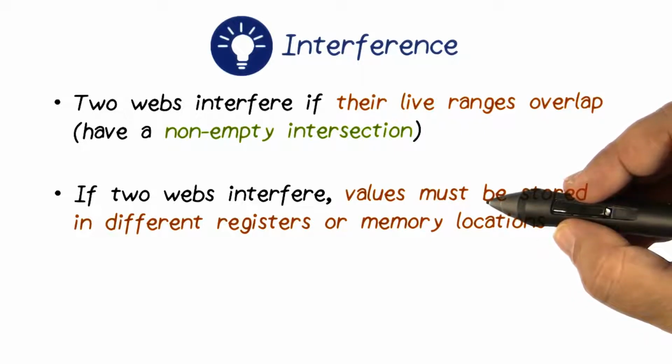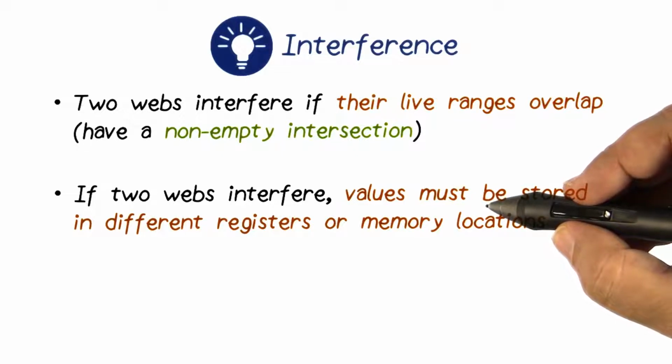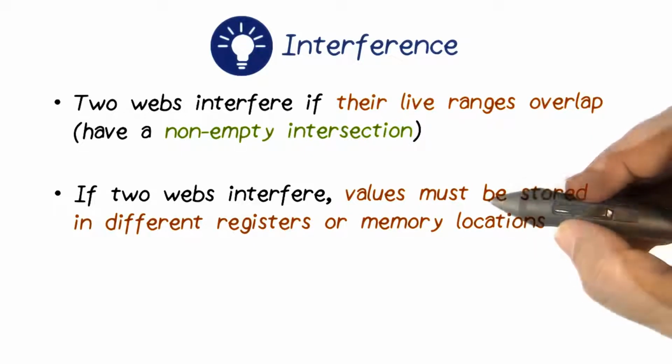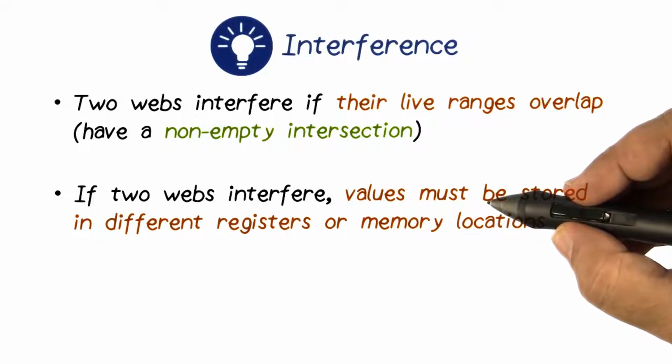You can easily see here that when the webs interfere, you cannot give the same register to them, because if you do so, the webs will start overwriting each other's values, and therefore wrong values will be present in those registers, and the program semantics will be incorrect. Just as the principle of interference says, when two live ranges intersect or share a particular program point, they have to be in two different registers. The same principle applies to webs here.